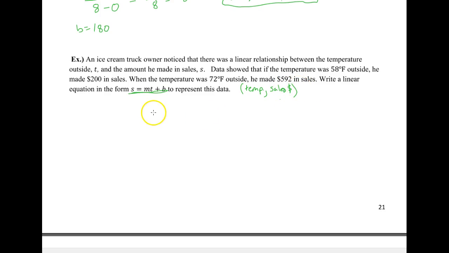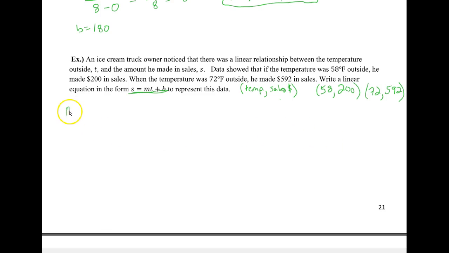Alright, so now that we know what the ordered pairs, the x and y are, we can go ahead and make some data points. First said when it was 58 degrees, so that's my x value, 58, he made $200, that's my y. Then another day, it was 72 degrees outside, and he made $592. So there's my 2 points, and now that I have 2 points, I can write a linear equation.